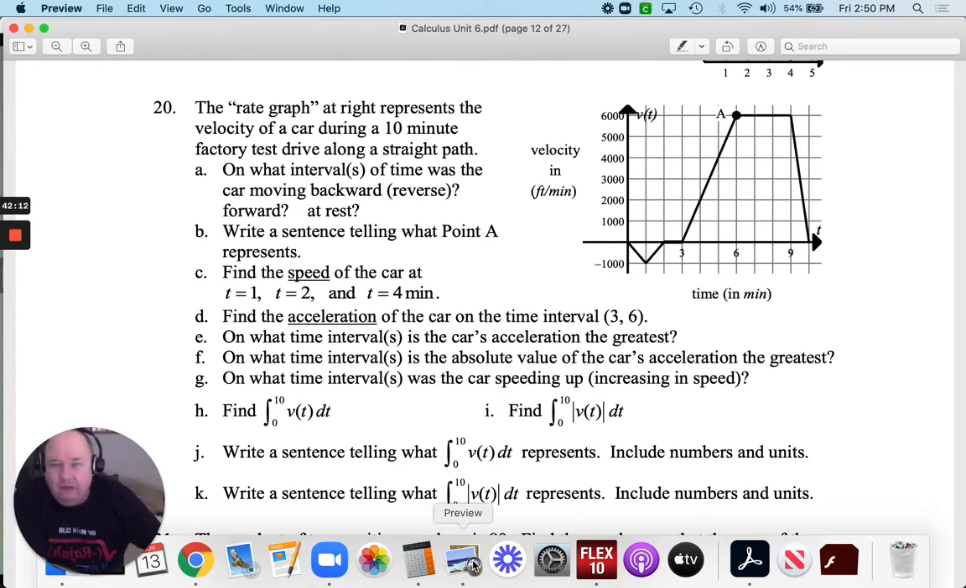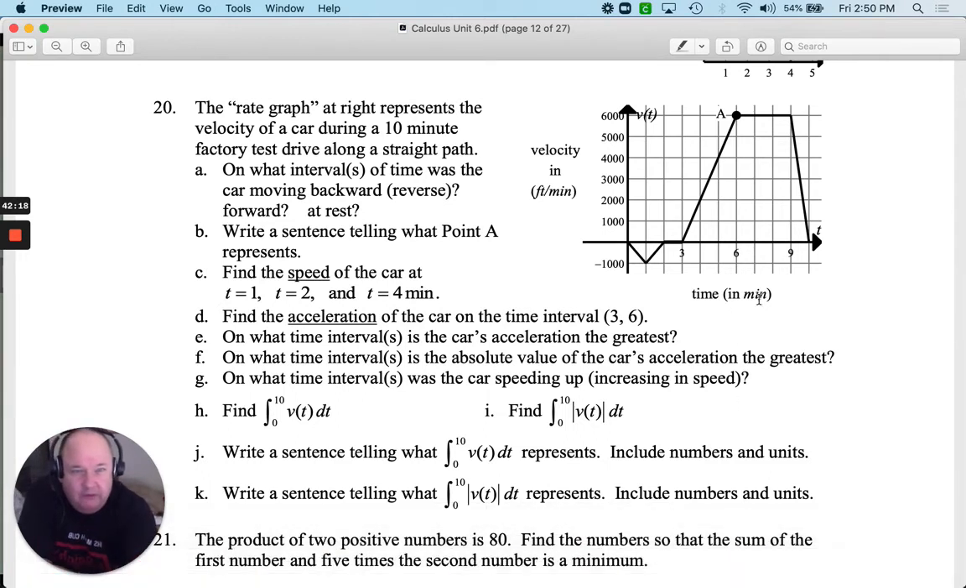In H, it says integrate from 0 to 10 of v(t) dt. So let's just break it down to shapes. From 0 to 10, the first shape I see is a triangle. It's negative because it's below. Half the base is 2, and the height of that triangle is 1,000. The second one is a trapezoid.